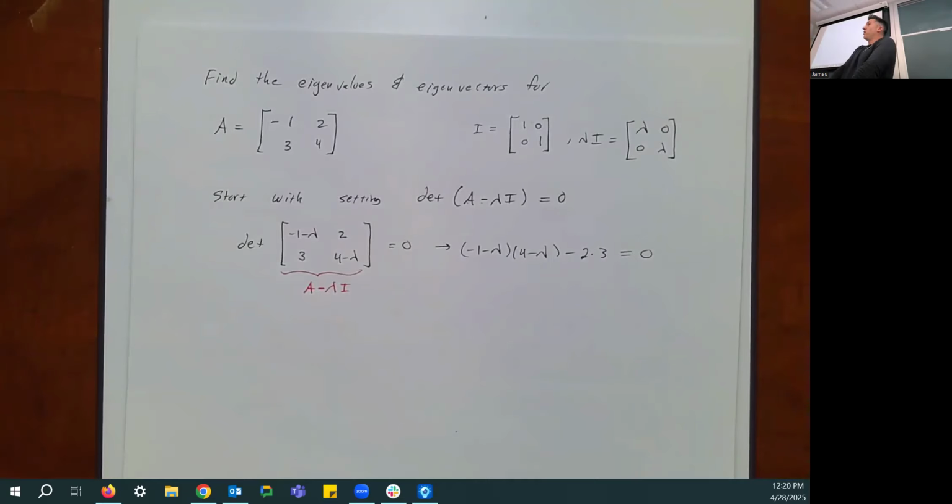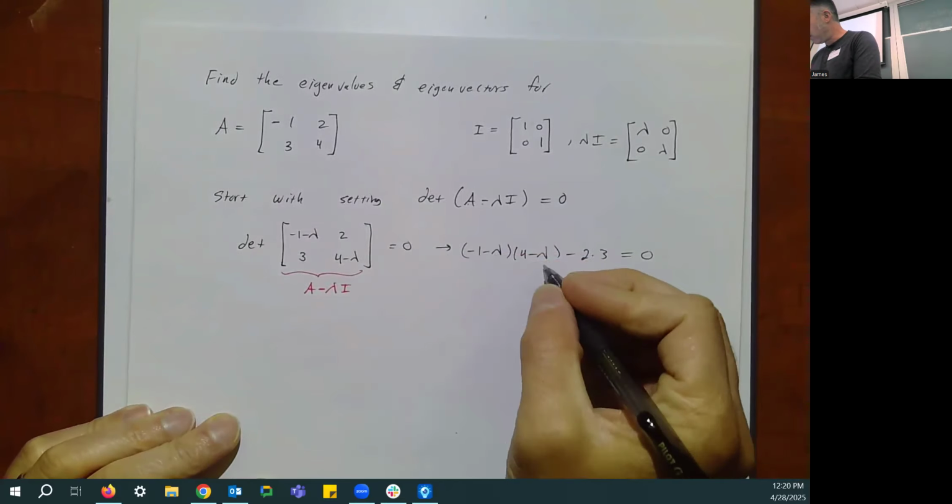Some of the times this is going to work out really nicely. Some of the times it's going to be really heinous. You're going to end up getting imaginary eigenvalues or eigenvalues that are not really nice numbers. They're going to be irrational numbers. So be prepared for anything here. A lot of the times they will be nice integers, but some of the times they will be less nice.